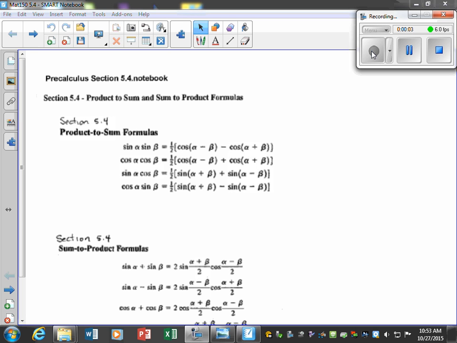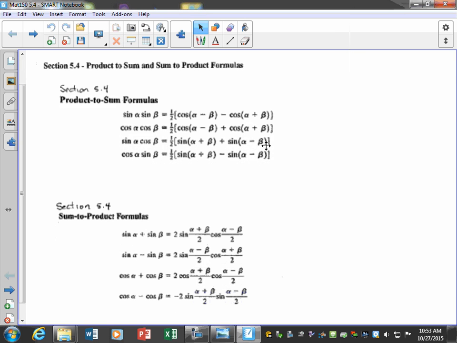In section 5.4, we're going to move to product to sum and sum to product formulas. What we have here is just going to be our basic formulas, and like I said, you probably have a formula sheet right there. We're going to toggle back and forth to find our formulas.